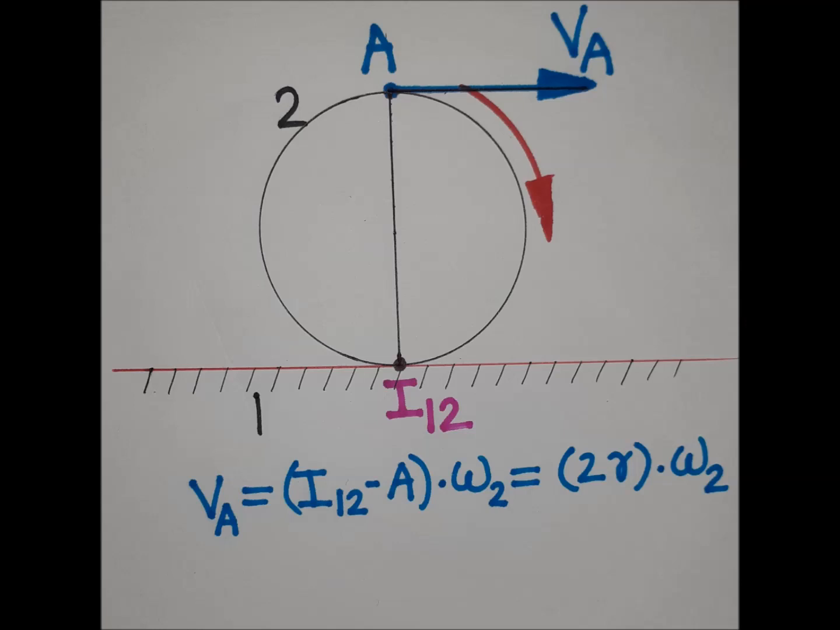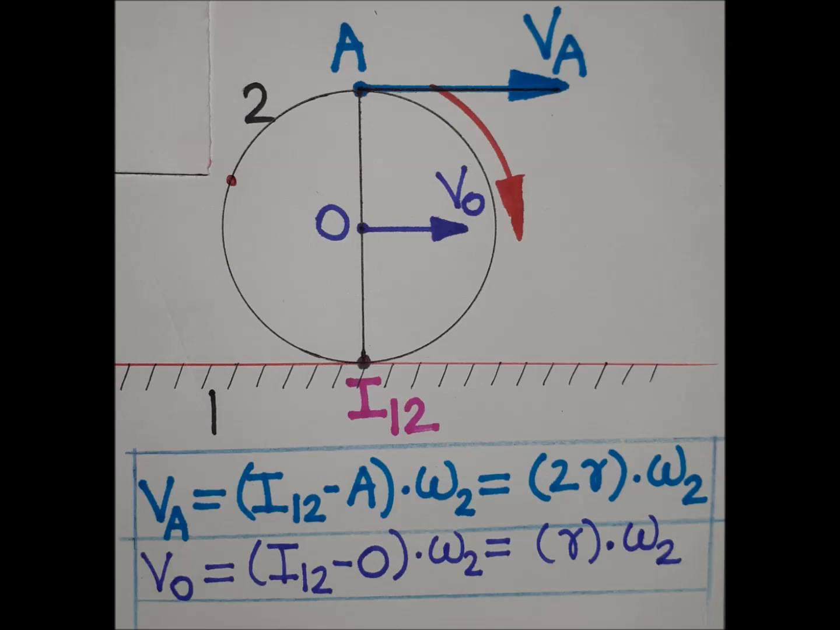If the radius of the wheel is r, then the distance between I12 and A will be equal to 2r. Therefore, VA will be equal to I12A into omega 2, which will be equal to 2r into omega 2.